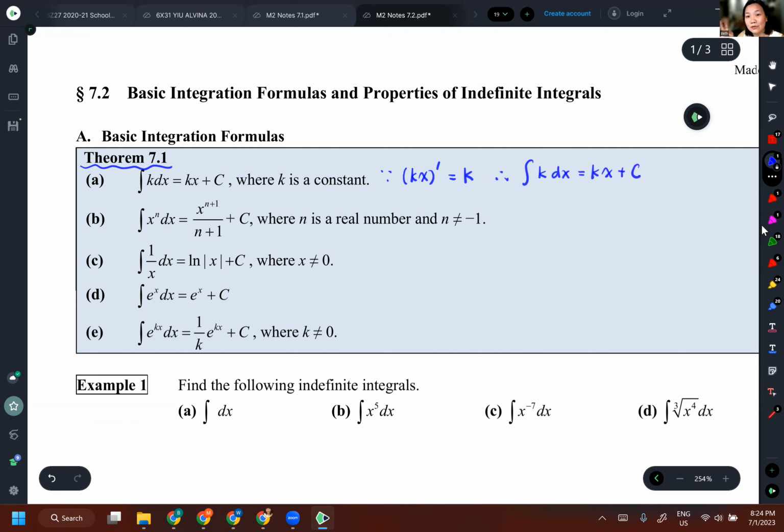Now, right now, you just follow this logic. Now, why is this formula correct? Because the differentiation formula is correct. Therefore, you write it backwards. Must be correct.